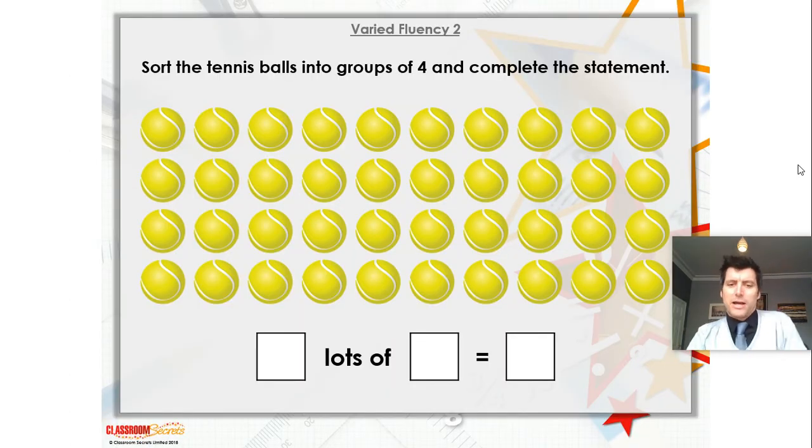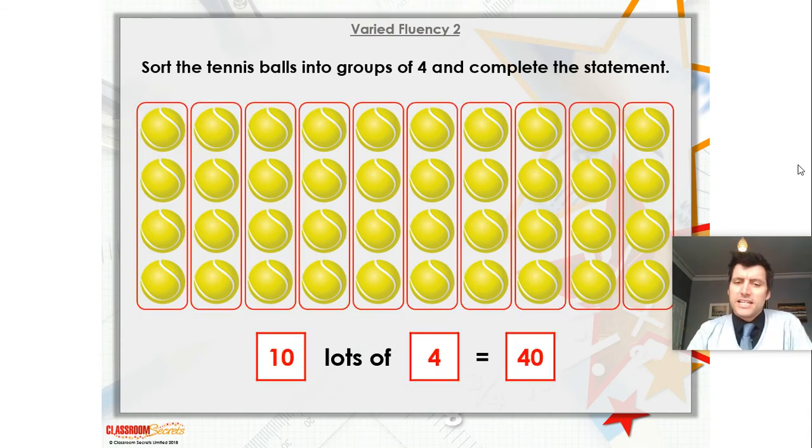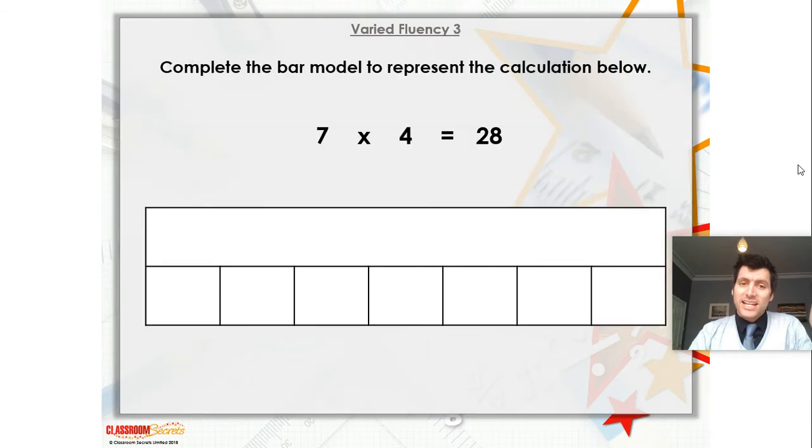Now, this doesn't look like a bar model at the moment, but it's almost like I've split my array of tennis balls into a bar. Now, there's bars along the top, and each one of these is made up of 4. So it's 10 lots of 4 is 40. Okay. And that's like this almost.